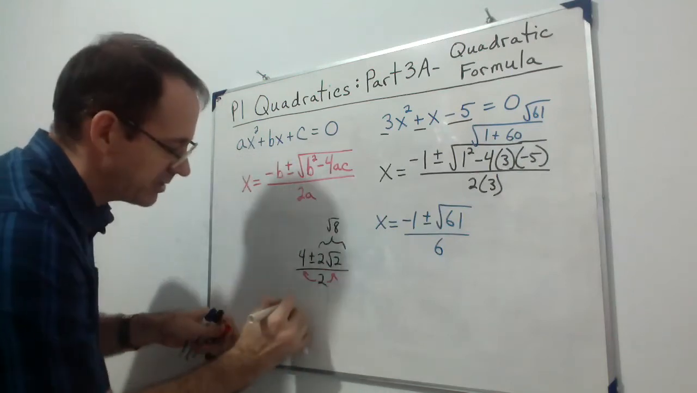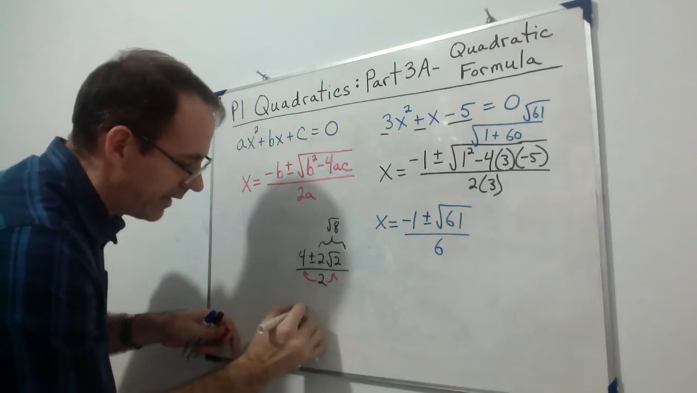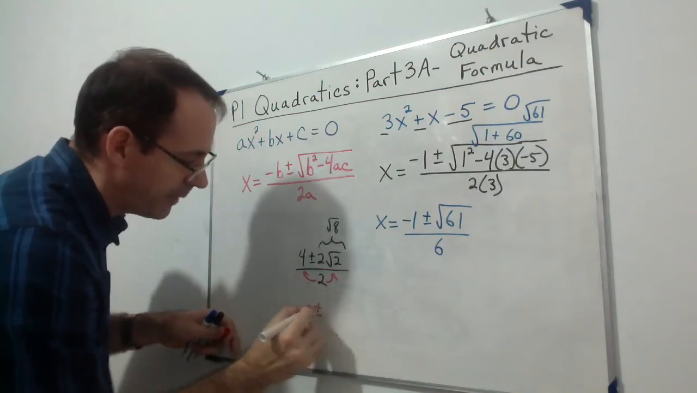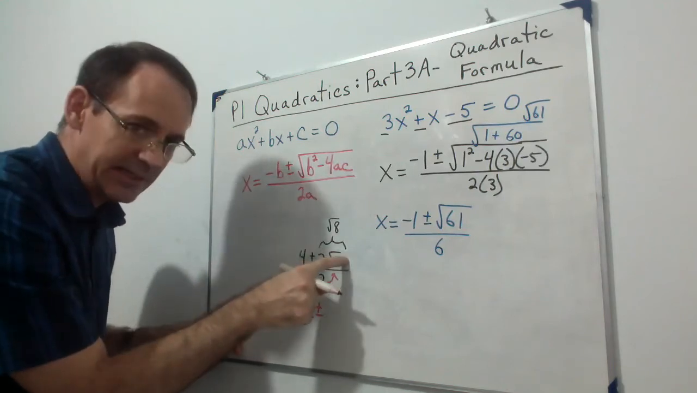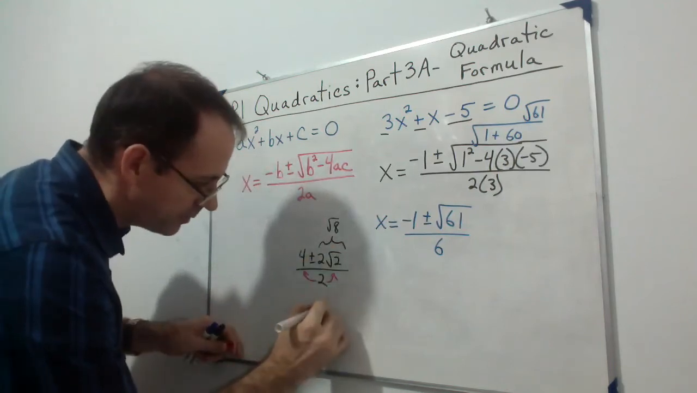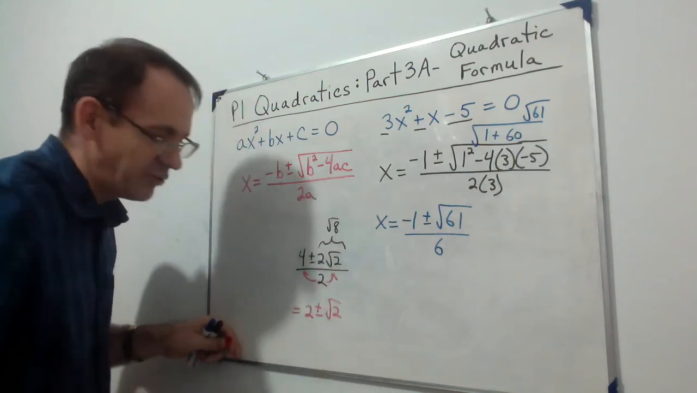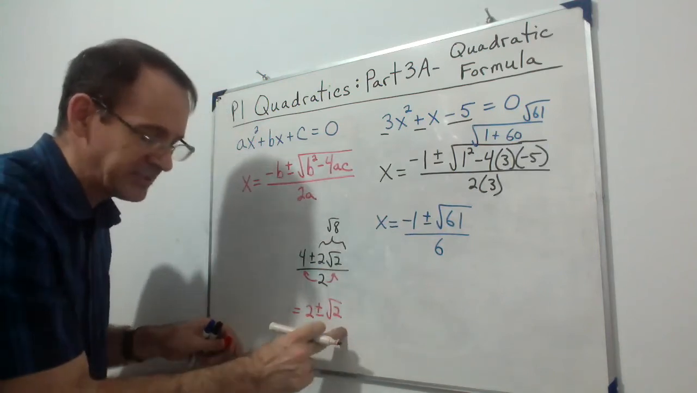So this actually would become 4 divided by 2 is 2 plus or minus, and this reduces with the outside 2, not the inside 2. So this would be plus or minus 2 root 2 like this. This is how it would simplify.